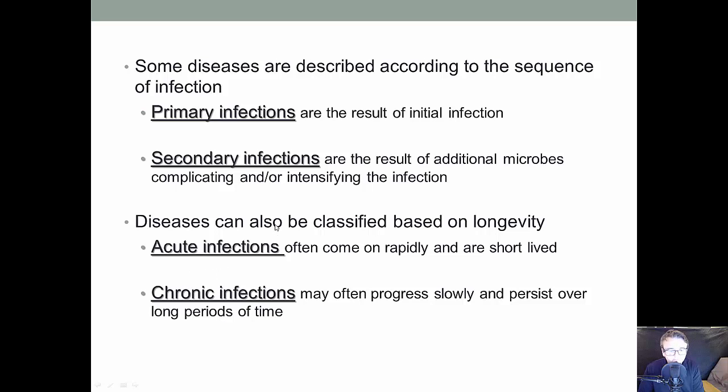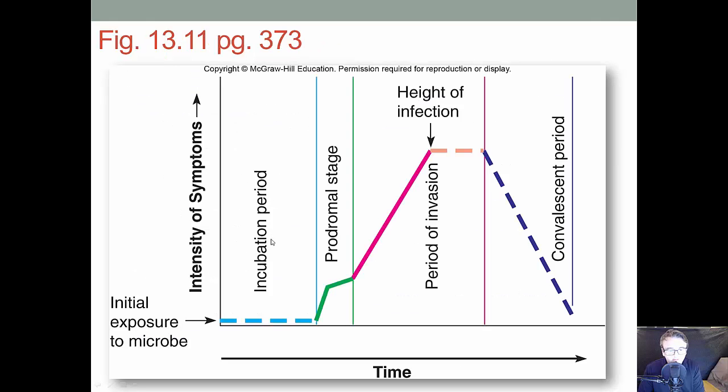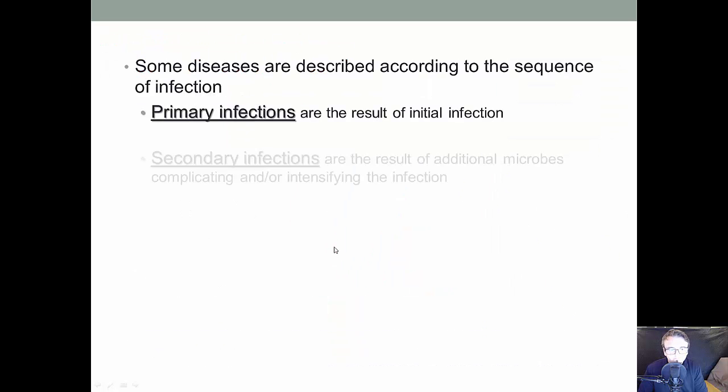And to sort of clarify, and just to go back here, when we talked about the graph here and the stages of infection, really this is more in line with the acute type of infection, I should say. So typically an acute infection follows this pattern pretty closely. A chronic infection may not follow this at all, to be quite honest. It may have really, really long incubation periods, very little prodromal. Periods of invasion may come and go, may flare up and go away. So this really is more representing an acute form, which is by far the most common, but not necessarily what's going to happen every time.